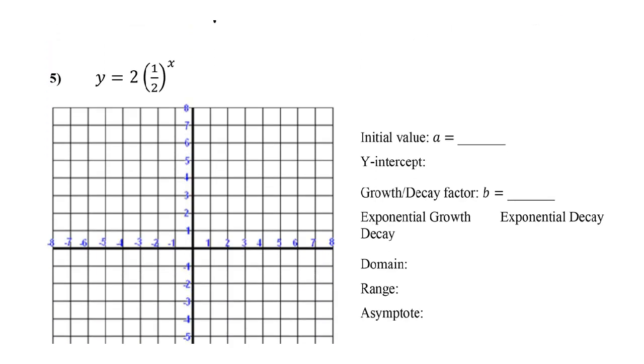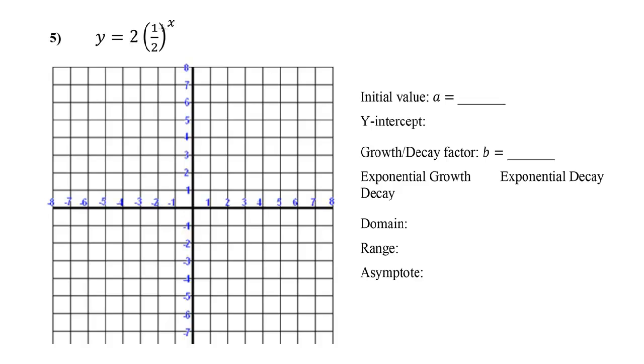Y equals 2, and then times 1/2 to the x power. So our initial value here is 2. All that says is we cross through 0, 2, so let's go ahead and put that point on here. So over 0, up 2, there's my dot. Now we look at our b, the second number, the number in parentheses, the base, and that is 1/2. Since it's a small number, less than 1, this is exponential decay.